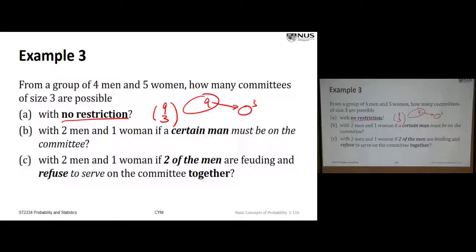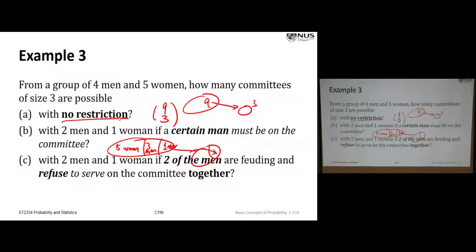So, according to these conditions, we divide the 9 persons into how many groups? First of all, this particular man, 1 group. Then, the remaining 3 men. Why do I have to do that? Because I'm going to choose someone from each of these subgroups. The other group is the 5 women. So I have to choose this one. I must choose this man.